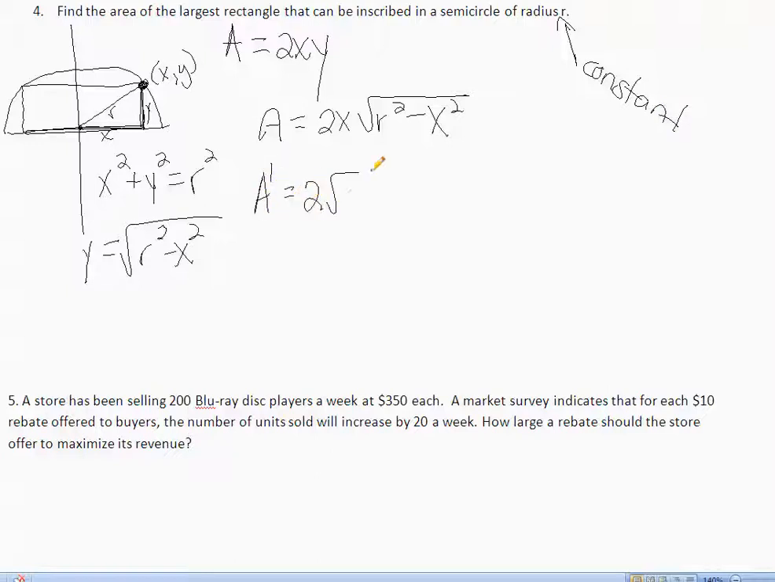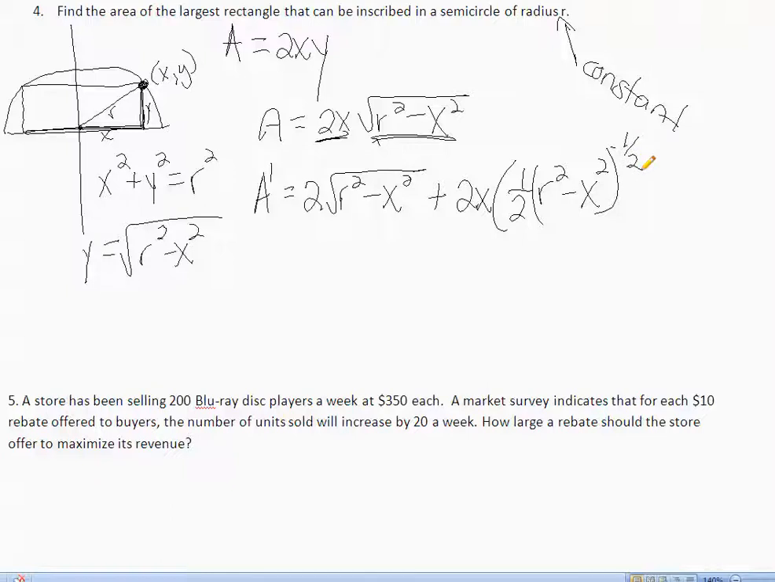So it would be 2 times the square root of r squared minus x squared. Product rule with the two things I underlined, guys. Okay. Plus, 2x times 1/2 r squared minus x squared to the negative 1/2, okay, times derivative of this, which would be negative 2x. Clean this up a little bit.